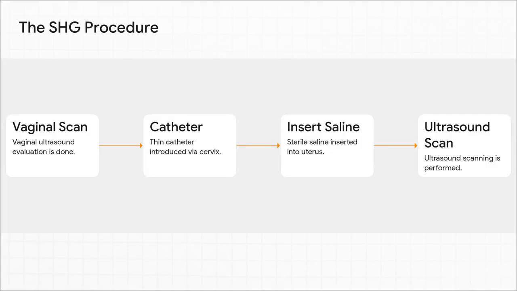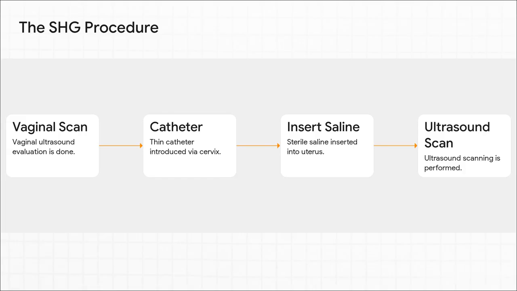Once you're in the room, the whole procedure happens in 4 calm, really structured steps. Step 1. The doctor begins with a standard vaginal ultrasound evaluation just to get a good baseline look. Step 2. A very thin catheter is gently introduced through the cervix and into the uterine cavity. Step 3. A sterile saline solution is inserted through that catheter right into the uterus. And Step 4. The ultrasound scanning is performed again.